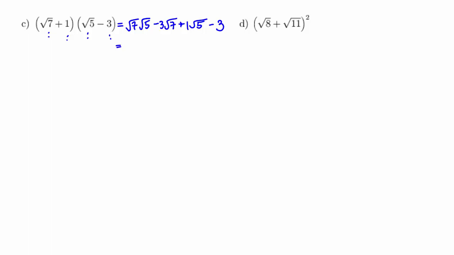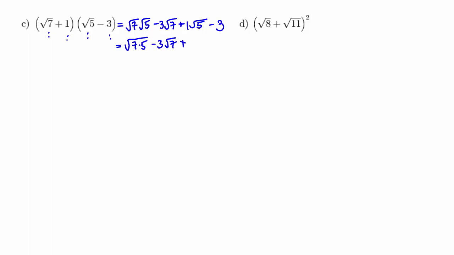Simplifying this, that first expression, I have the square root of 7 times the square root of 5. I can turn that into the square root of 7 times 5. The next one, I'm subtracting 3 times the square root of 7. There's not anything I can do to simplify that, so I'll leave it as is. And then I'm adding 1 times the square root of 5.